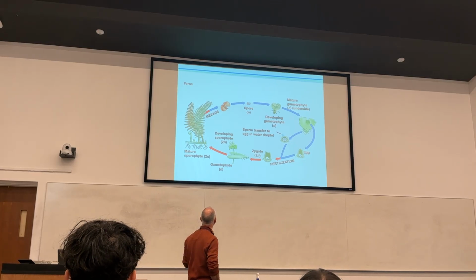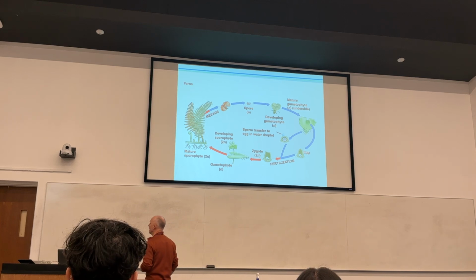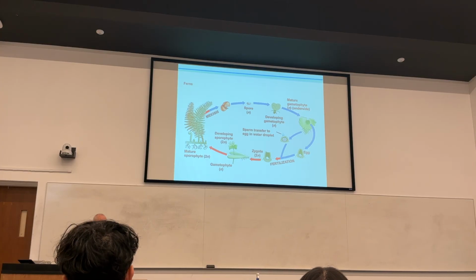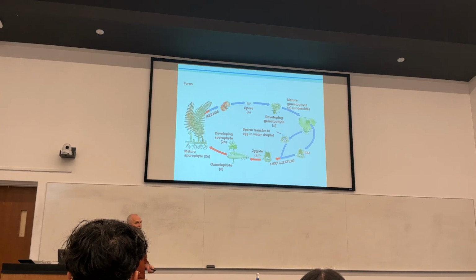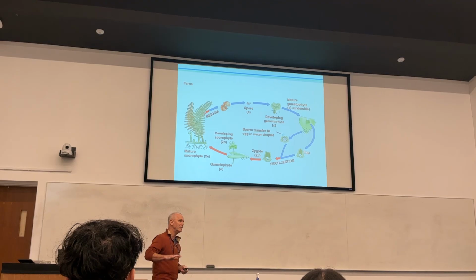Same thing, but now the dominant life form is the sporophyte, not the gametophyte. So when you look at a fern, you're looking at a diploid plant. When you look at a gymnosperm, you're looking at a diploid plant. When you look at an angiosperm, you're looking at a diploid plant. So only the bryophytes exist in haploid form.